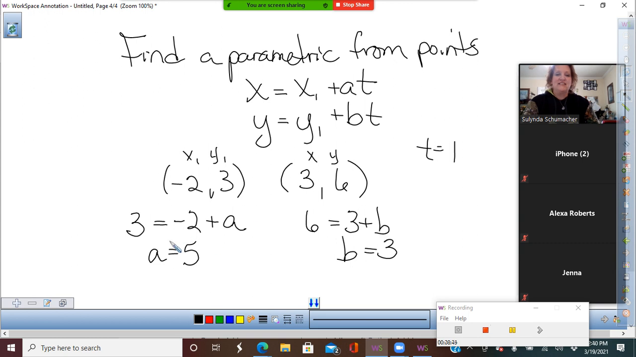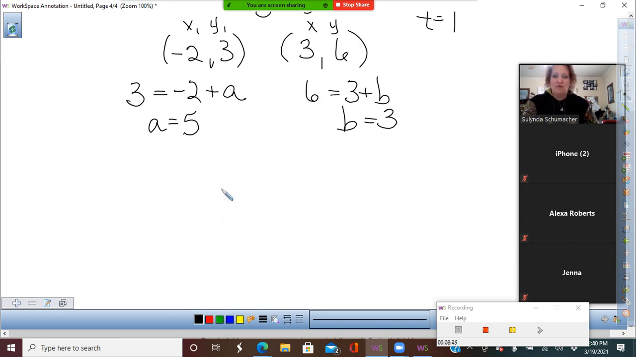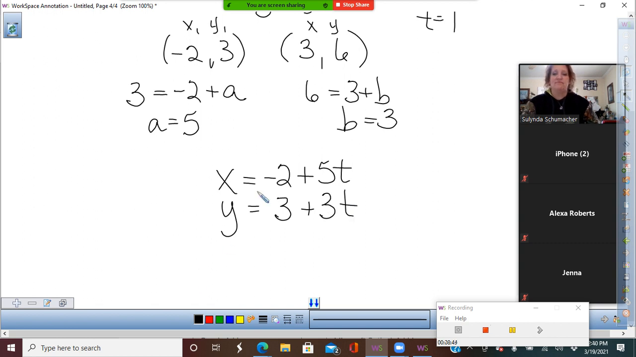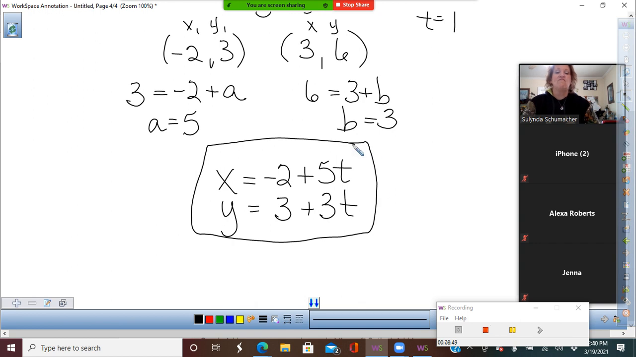I'm going to take this and this equation and put them together. I'm going to end up with x equals x1, which we said was negative 2, plus a, which is 5, times t. y equals my y1, which is 3, plus my b, which is 3, times t. This is going to be my final answer that involves my parametric.